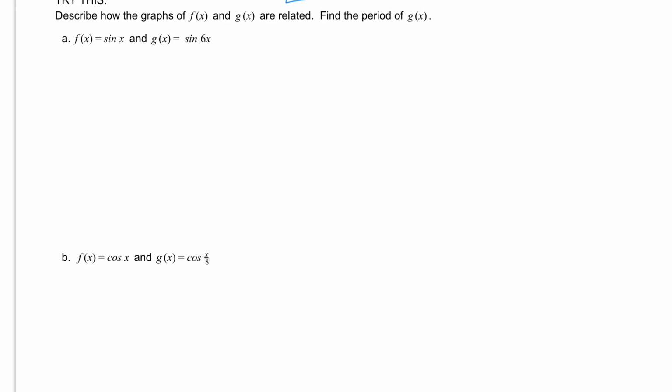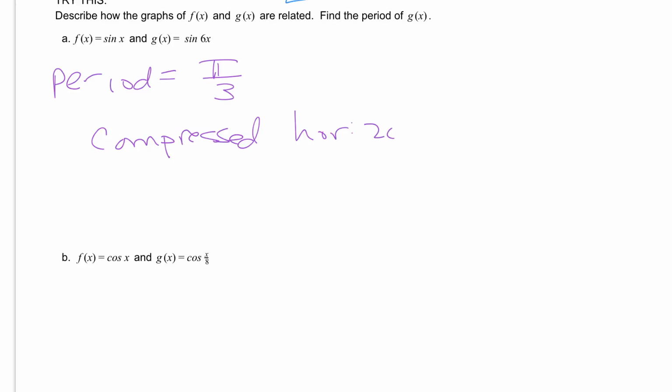If you did letter A correctly, you should have gotten the period to equal pi over 3, and you should have said that this is compressed horizontally by a factor of 6.